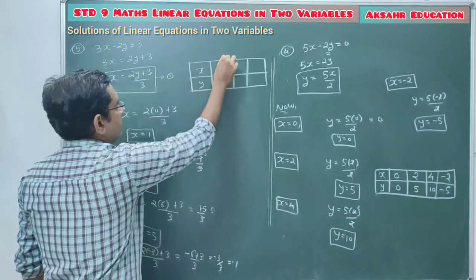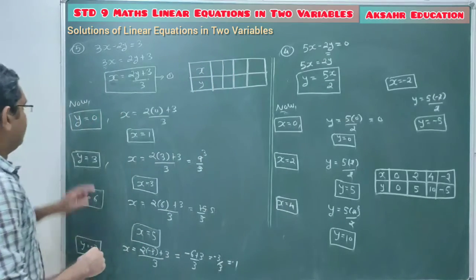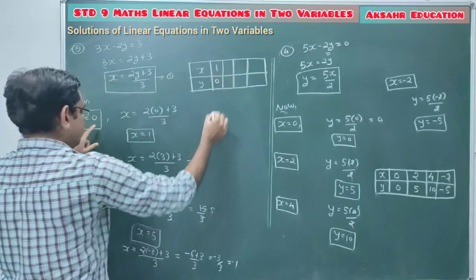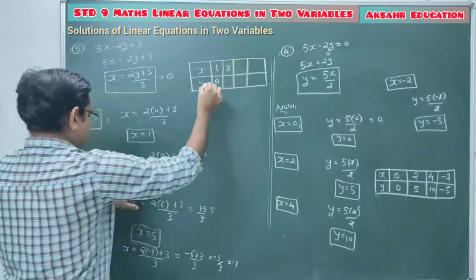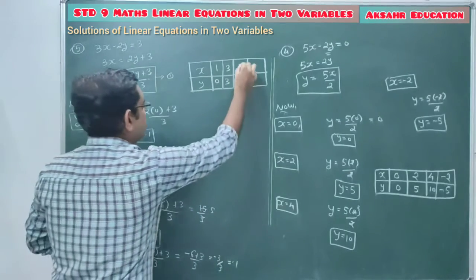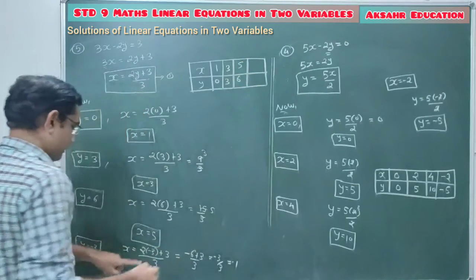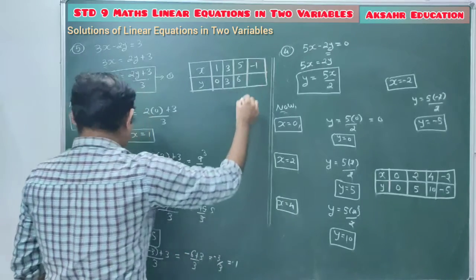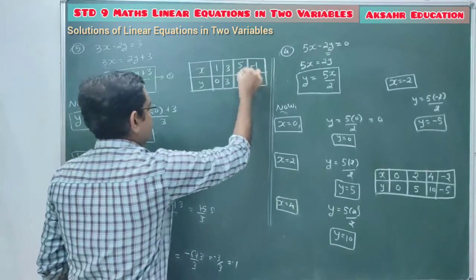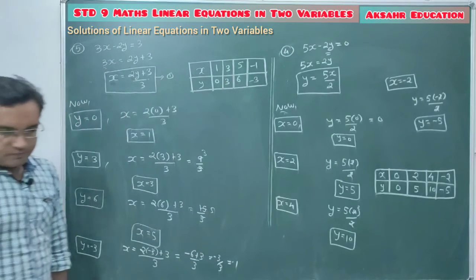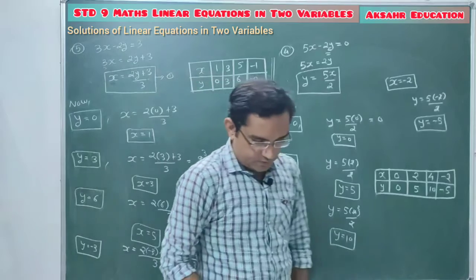x और y टोटल 4 वैल्यू डिराइव की. So for first value x is 1, y is 0; x is 3, y is 3; x is 5, y is 6; and x is -1, so y is -3. Clear students? Now next sum, question number 6.